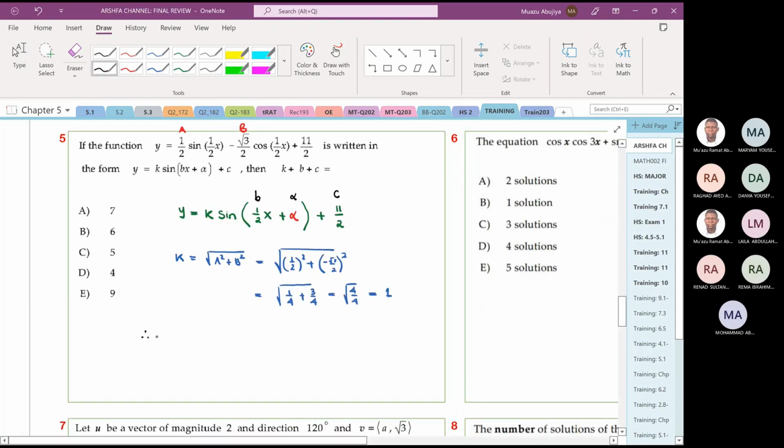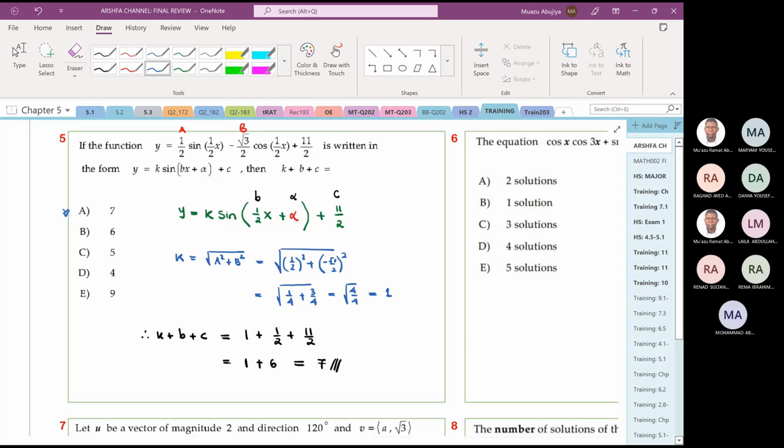So therefore, answering the question, we have k plus b plus c. That will be equal to 1 plus b. Our b is 1 over 2, and plus c, that is 11 over 2. Now, when we add them together, this is going to be equal to 1. 1 plus 11, that is 12. 12 divided by 2 is going to be 6. Plus this, and then the result is going to be equal to 7. So this is our answer. So this is how to use the reduction identity.